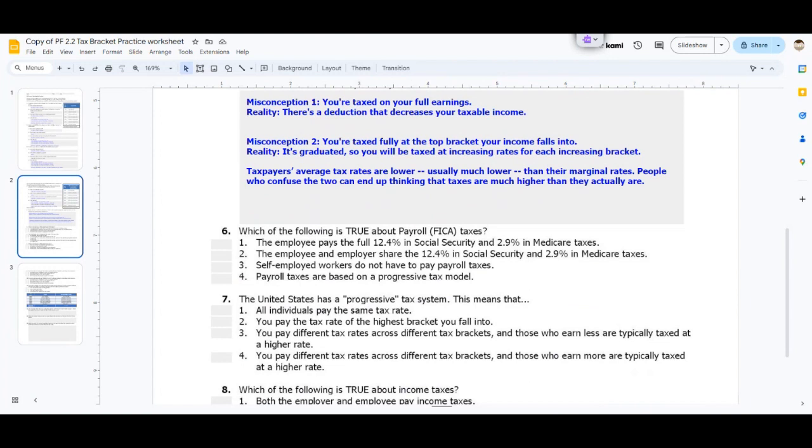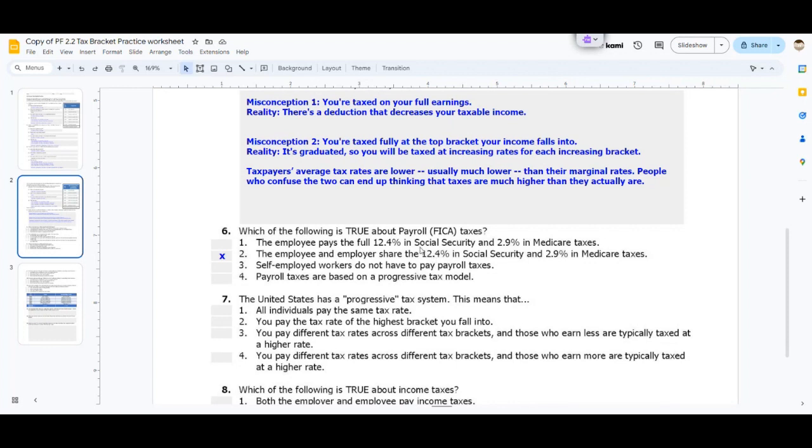All right, getting into some of the multiple choice. Number 6, which of the following is true about FICA taxes or payroll taxes? The employee and the employer share the 12.4% Social Security and 2.9% Medicare, right? So remember, it's called a payroll tax because both parties of the payroll, the earner and the payer, or the employer, have to pay in, right?